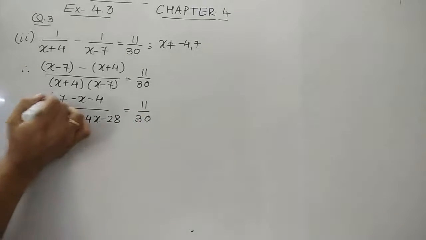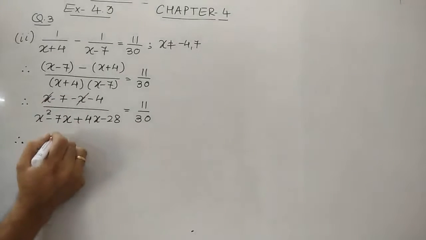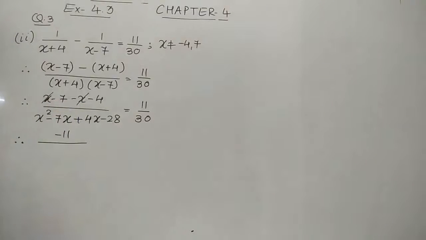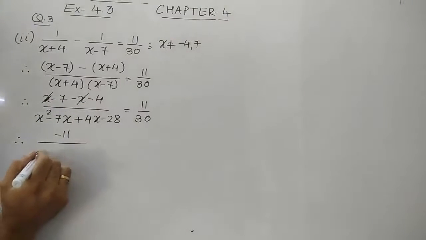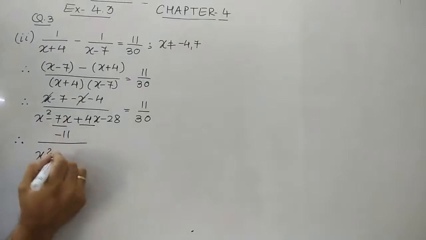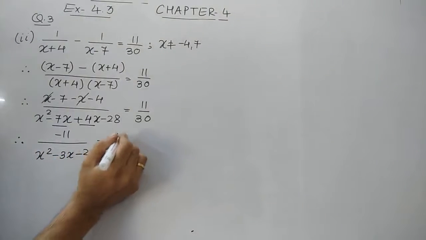We can see that the like terms, plus and minus, would be cancelled. So let us simplify further. It remains minus 11, minus 7, minus 4, so that would be the addition. Now it is x square. Look, these two are like terms, so plus minus minus, sign of the bigger term, minus 28 is equal to 11 by 30.